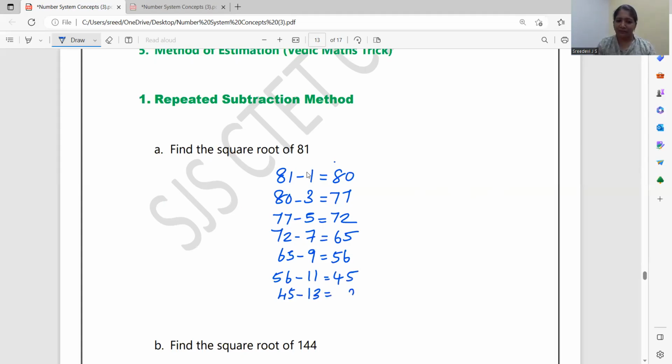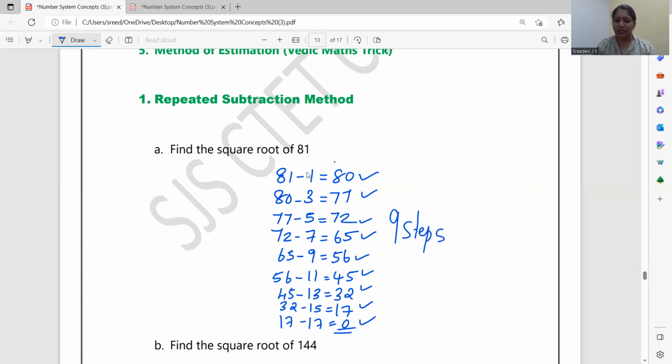You'll be getting 32. Yes. 32 minus the next odd number, 15, we'll be getting 17, right? 17 minus the next odd number, 17. 17 minus 17 is 0. So in how many steps did we get the answer? Let us check. How many steps do we have here to reach 0? We have 1, 2, 3, 4, 5, 6, 7, 8, 9. 9 steps, right? We used 9 steps to reach 0 when we subtract.